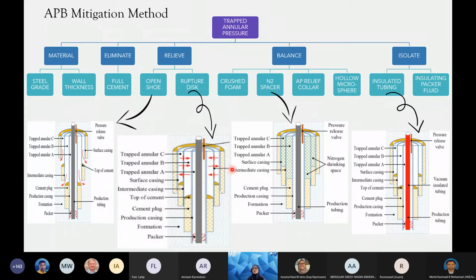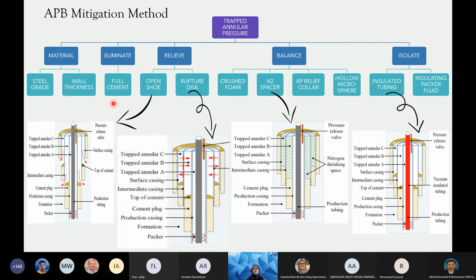Okay, remember your deepwater is typically expensive, so you don't want to over design it with something that can be done cheaper. So the cheapest, not the cheapest lah, the easier one is on the left side. You change your material. You either change your steel grade, for example, X56 to X80, or you increase your wall thickness. Okay. Or you eliminate the trapped annular pressure. You eliminate the annulus by having that particular annulus fully cemented.